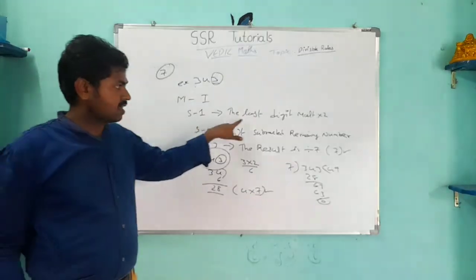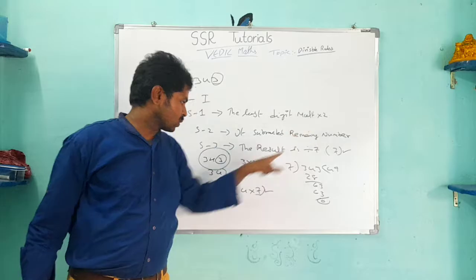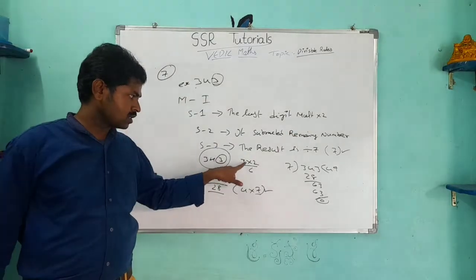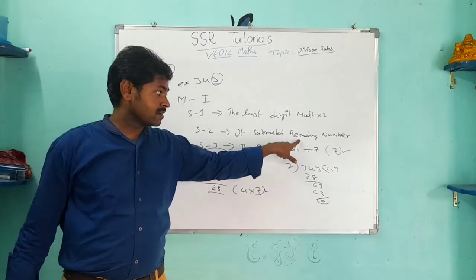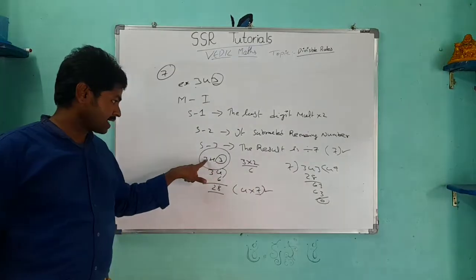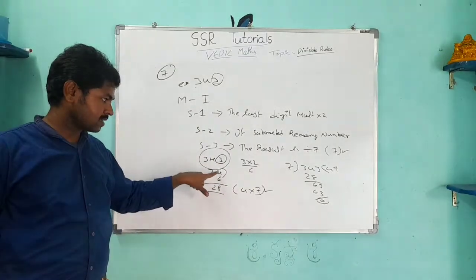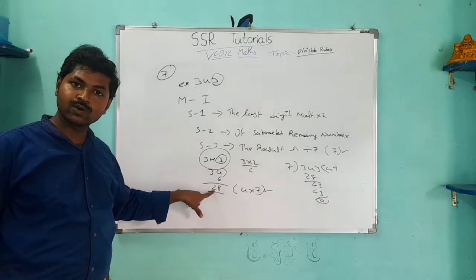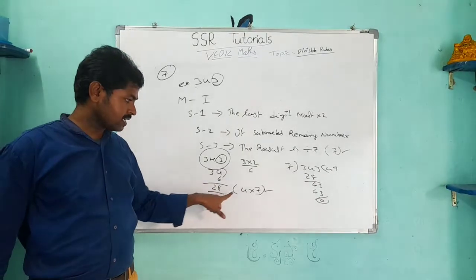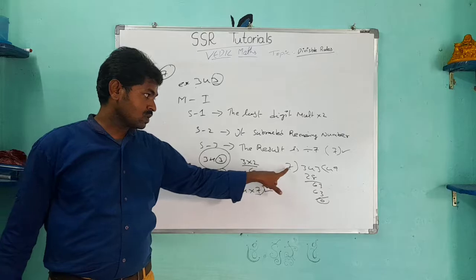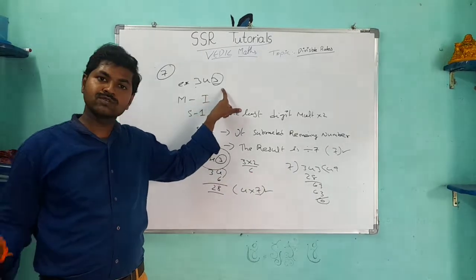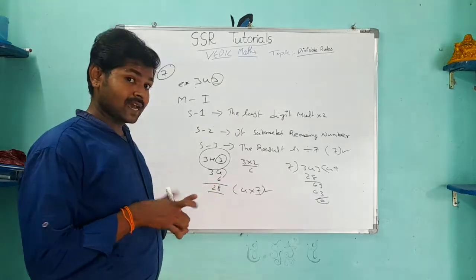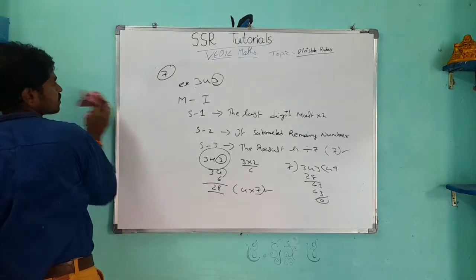The last digit is multiplied with 2, and the answer is subtracted from the remaining number. The remaining 34 minus 6 is equal to 28. 28 is 4 times 7, so 28 is divisible by 7. The total number 343 is also divisible by 7. Next, I will teach you the second method.